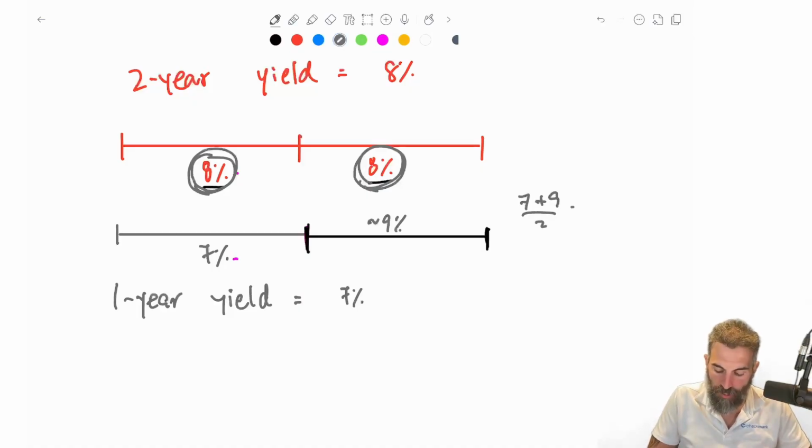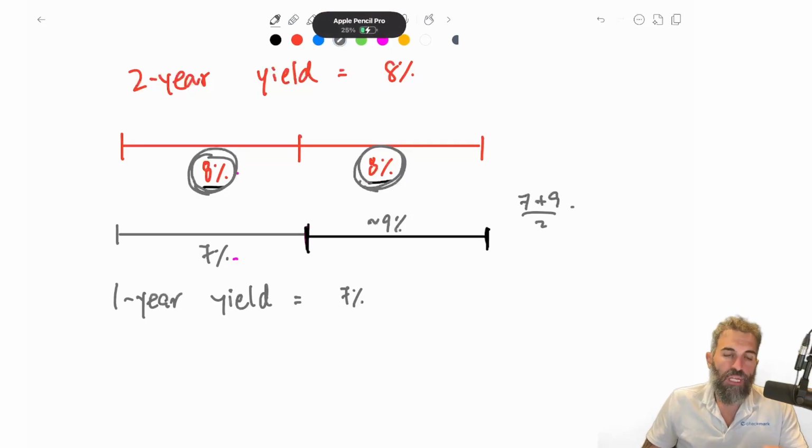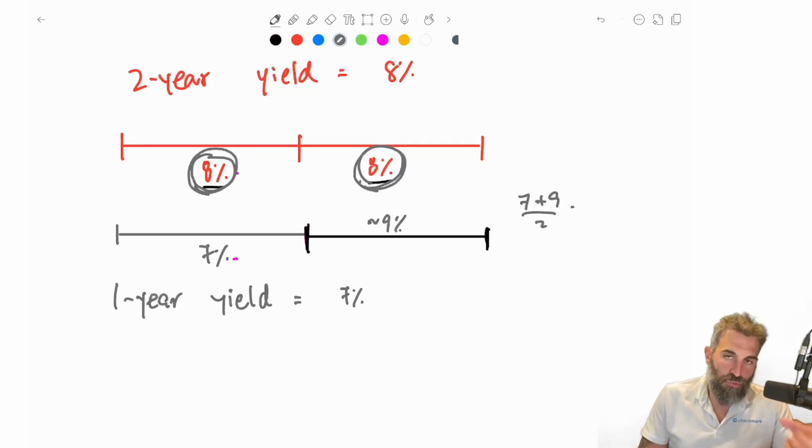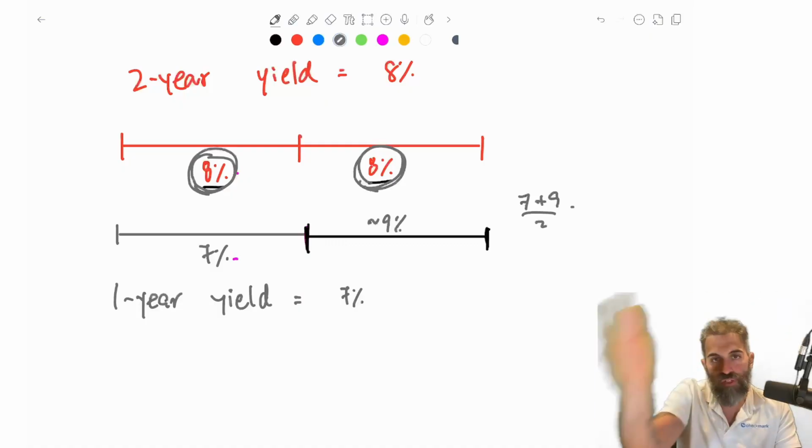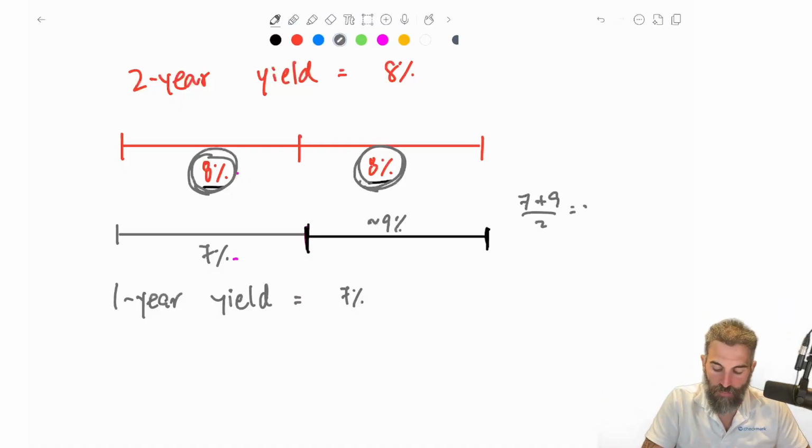This is what I want you guys to think about. The forward rate is the implied return that you got. It's basically the return that you're getting for that second year because you were willing from now to take the risk and add on that second year from now, okay?